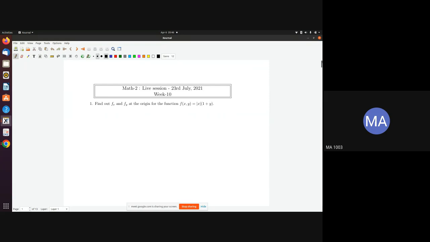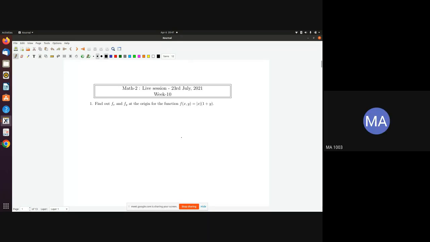You have an idea what a multivariable function is, right? Can someone tell me, what is a multivariable function? It has more than one input, like x, y, or more than one variable.